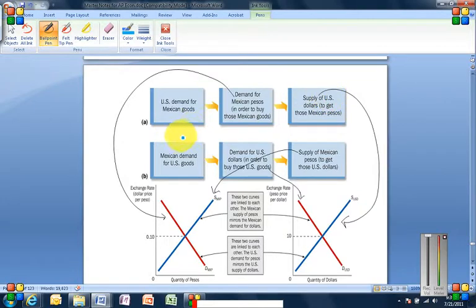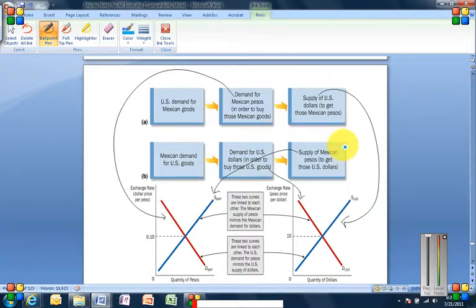There's also a reverse of this kind of transaction where Mexicans are looking to buy US goods. So if that was the case, you would have them demanding US dollars in order to buy those US goods. And how do they get them? They supply Mexican pesos in order to get those US dollars and buy those US goods.